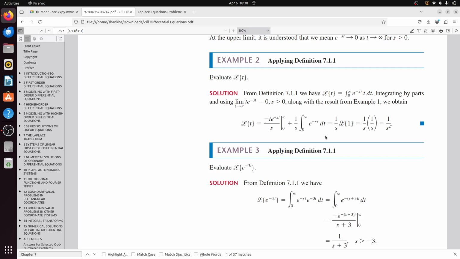So here I am giving you one question: if you are to determine the Laplace transformation of t to the power n, can anybody tell me the Laplace transformation of t to the power n? Do you know it? Anybody?